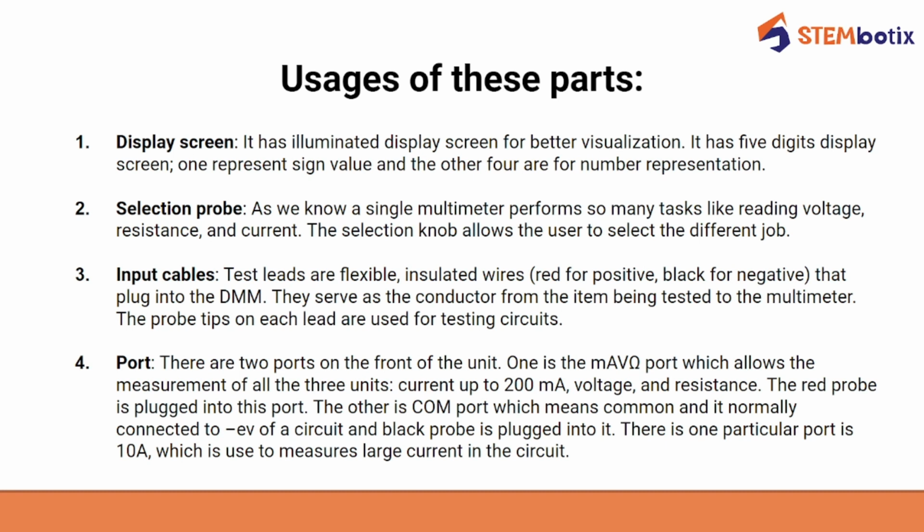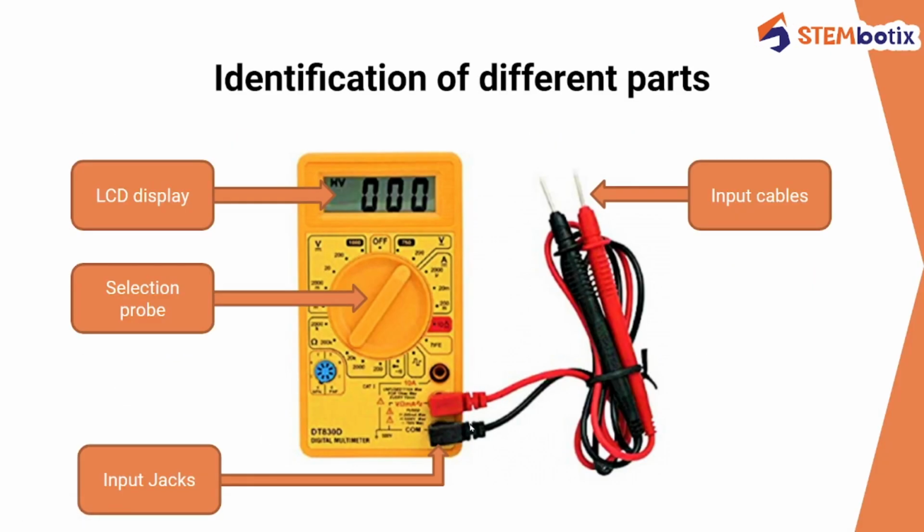There is one particular port of 10 ampere which is used to measure large current in circuits. So here these are the three ports which we just talked about. The first port is of 10 ampere, which is used whenever you are measuring large current. Then there is an input jack to which your red cable is going to be connected, and this is a common terminal to which your black probe is going to connect.